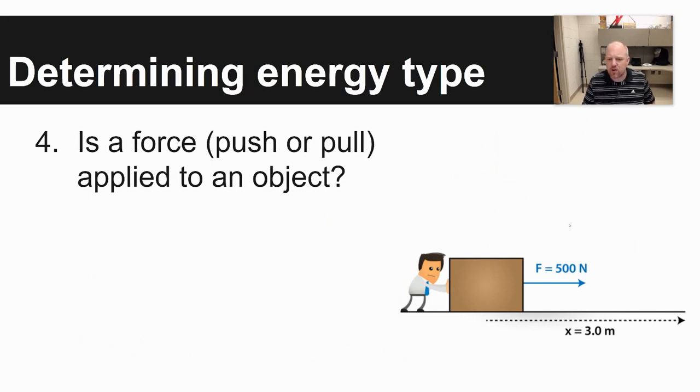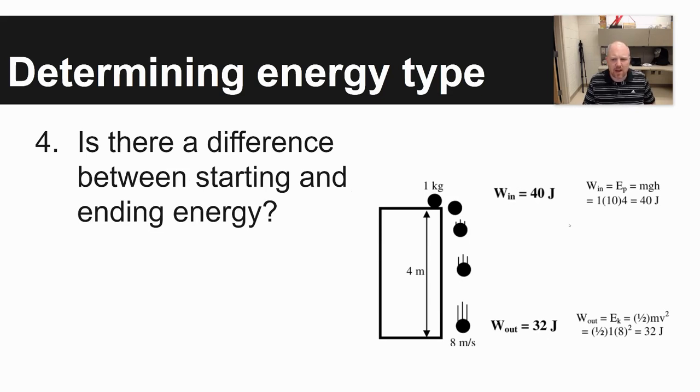Is there a force? Is there a push or a pull applied to an object? If yes, there's work that's being done. That thing that I was talking about earlier with work, sometimes there's a difference between your starting and ending energy. We'll talk about in a separate video a concept that's called conservation of energy. But if you have a work in, energy in, that's 40 joules at the start of some circumstance, and you have energy out at the end that's 32 joules, work can also be the difference between your starting and ending energy.